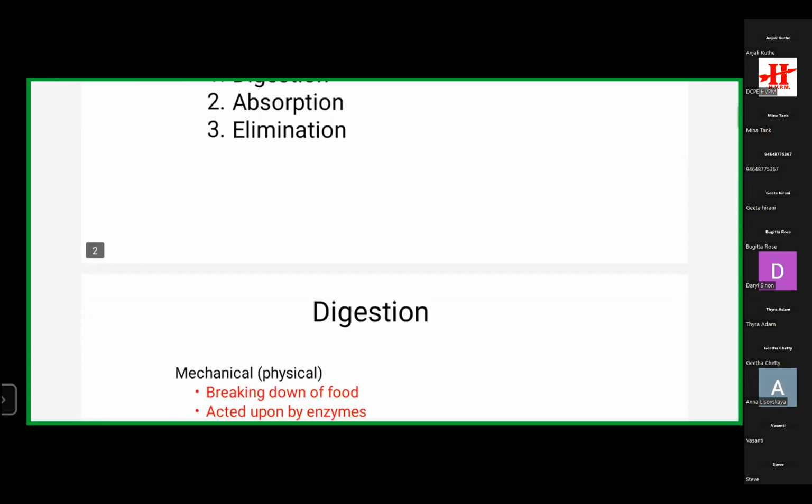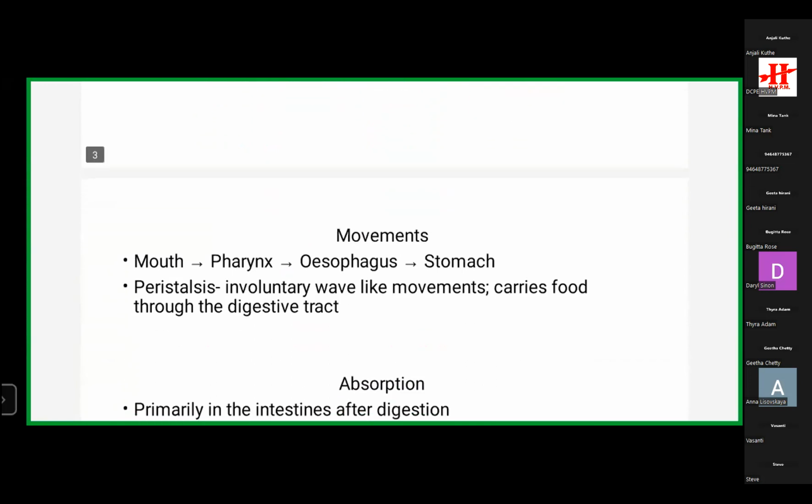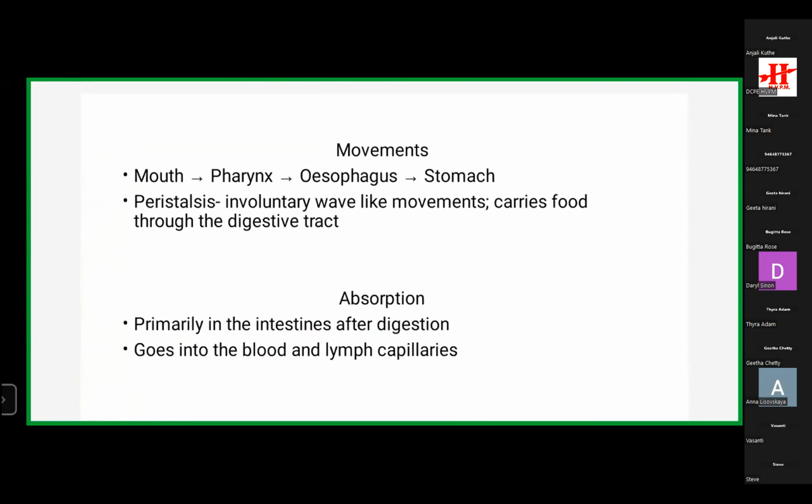So this system provides nourishment to all the cells in our body. Now, one by one, we have seen the various processes. Breakdown of food is the mechanical process, with various enzymes acting, like pepsin, renin, lipase, amylase, trypsin. Some of these enzymes we have seen in the last lecture, which are present in the stomach, and some enzymes we will see today. It includes mastication up to the churning in the stomach, then the various chemical processes, and now the movement of the food.